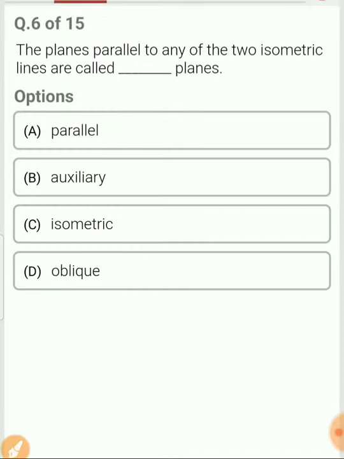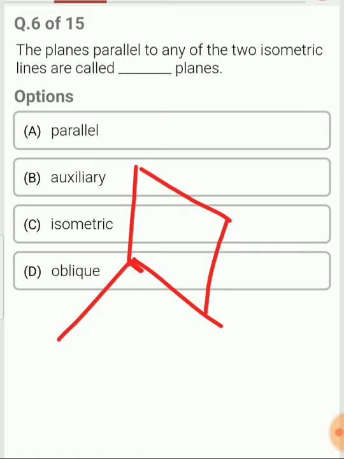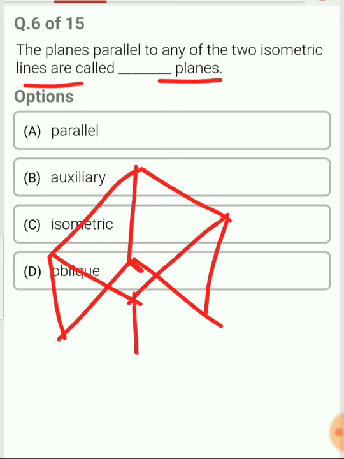The planes parallel to any two isometric lines are called which planes? So let's say that these are the three isometric lines, and if we draw a plane, let's say this is a plane, right? You can say that this plane is parallel to any two isometric lines, then these planes are called as what? Then these planes are called isometric planes. So I am drawing these planes over here. So there are 6 planes which I have shown in this figure. So these planes are nothing but the isometric planes.